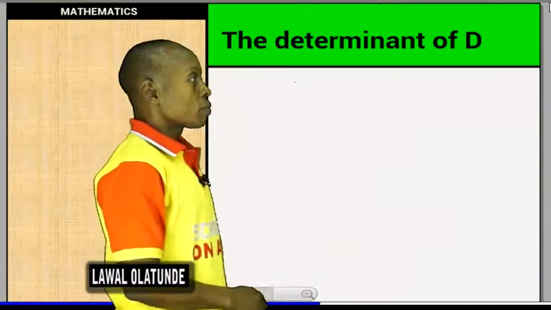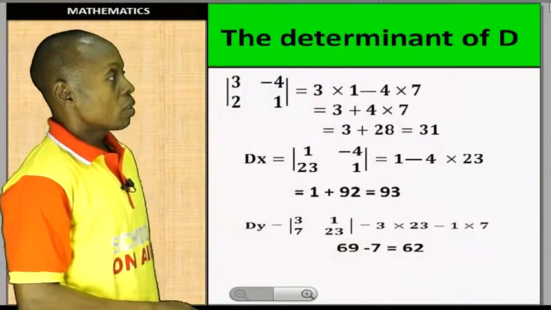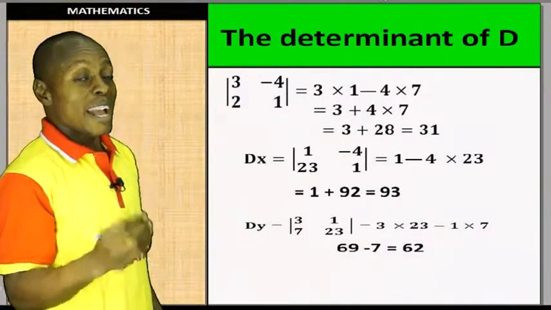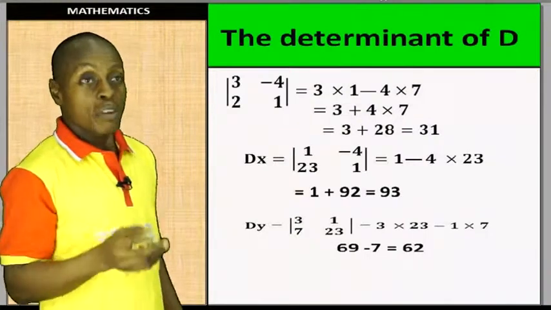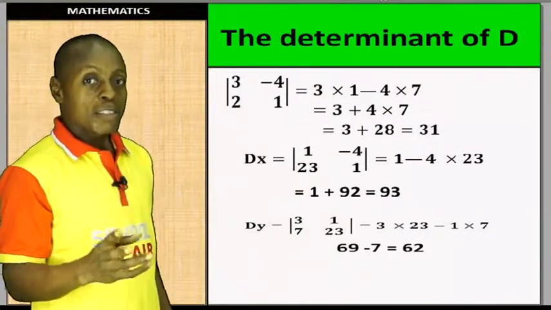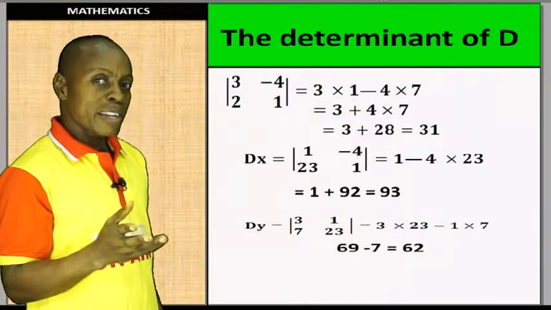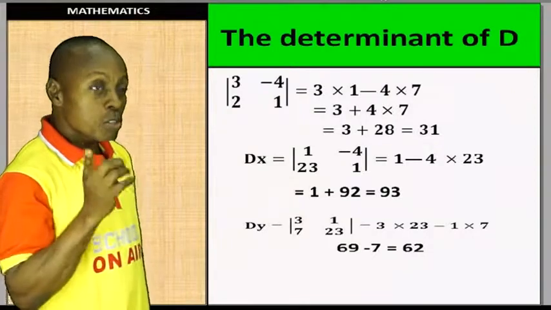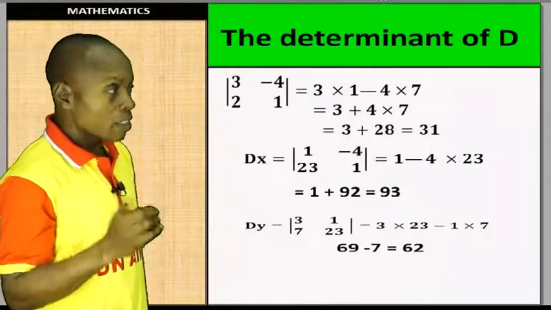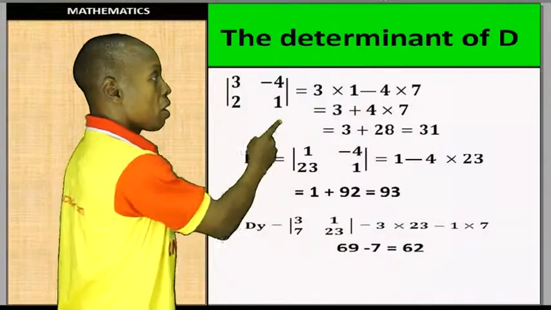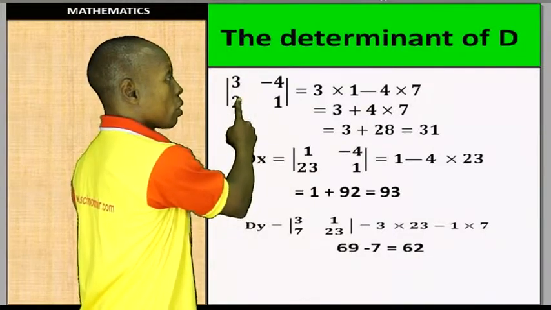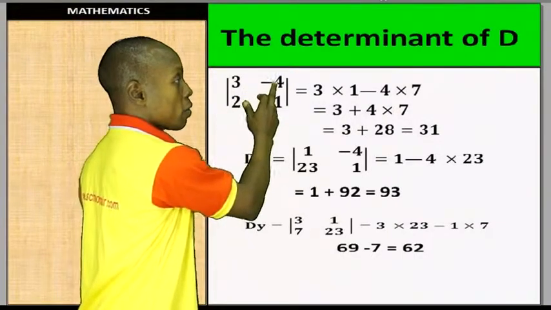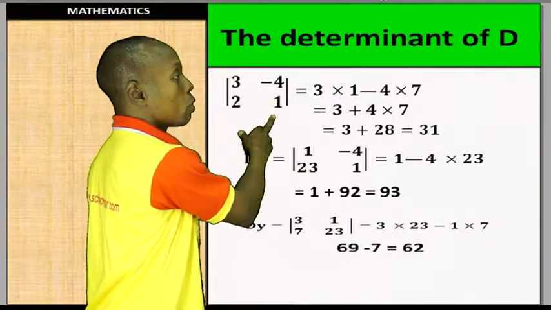So you move ahead. When I talked about determinant last time, I said that for us to identify that you're actually looking for the determinant of a matrix, you use a vertical line, not a bracket this time around. You use two straight lines, one on the left and one on the right. That's why you have what you have there: the determinant of the matrix, that is the coefficients of x and y. You have 3, 2, then minus 4, then 1.